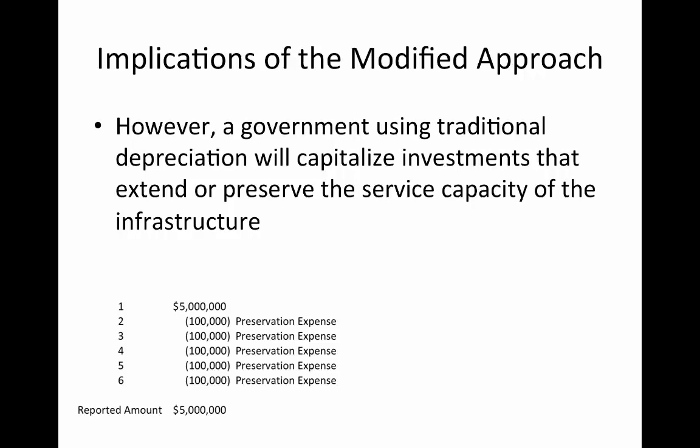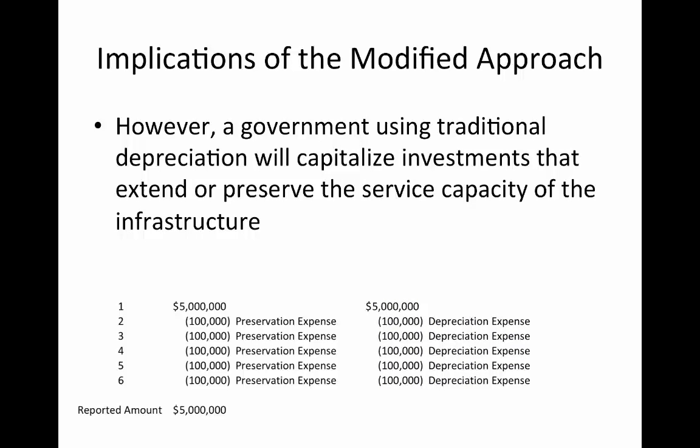And here's an example of how this might be working out. So you can see, this one government is reporting a $5 million capital asset, and it's reporting the preservation expense of $100,000 that it spends every year. So the reported amount of the asset hasn't changed, but for the government that is depreciating the asset, the net book value of that asset is being reduced by $100,000 a year, so that would bring it down to $4,500,000.